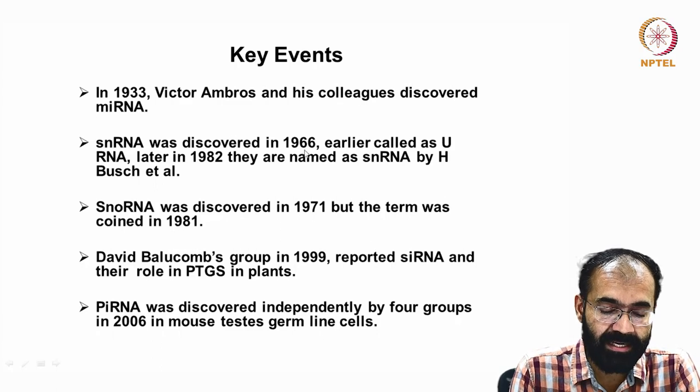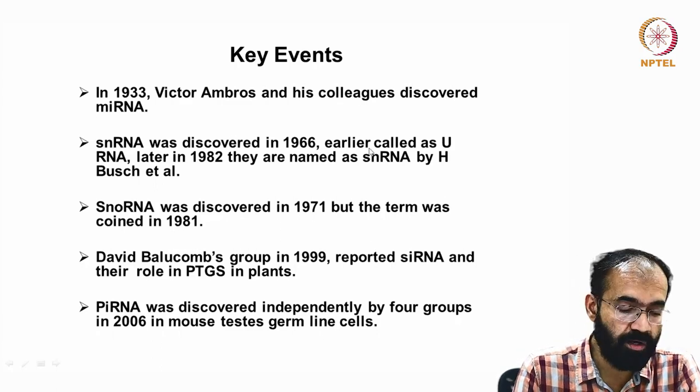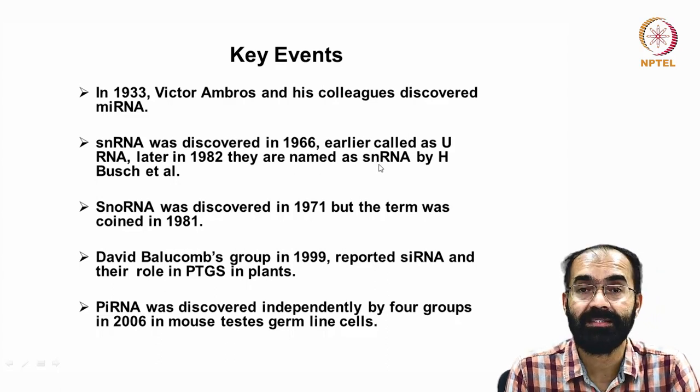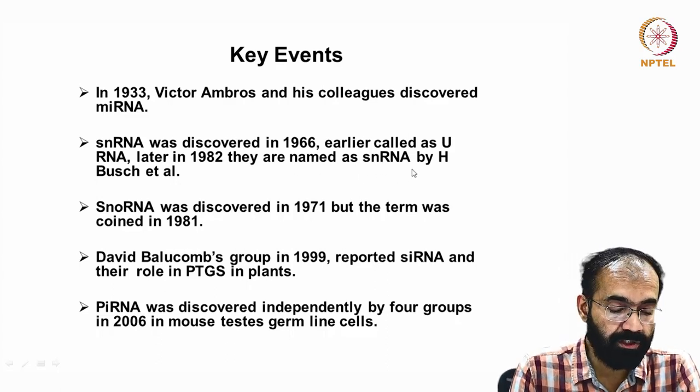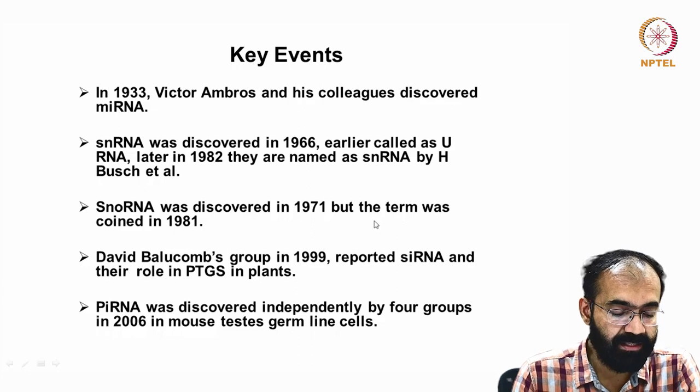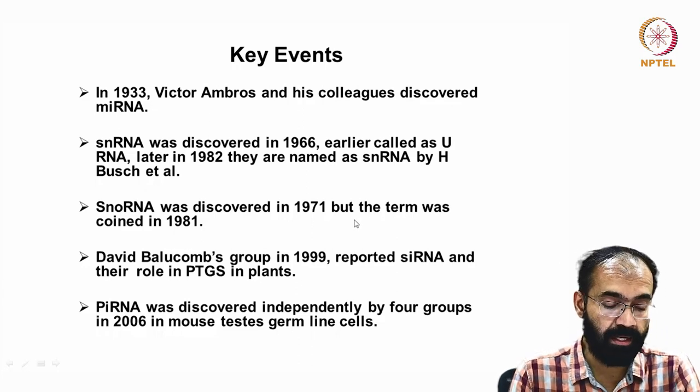snRNA was discovered in 1966. Earlier, it used to be called uRNA. Later in 1982, it was named snRNA by Bush et al. So, snoRNA or small nucleolar RNA was discovered in 1971, but the term was coined in 1981 only.